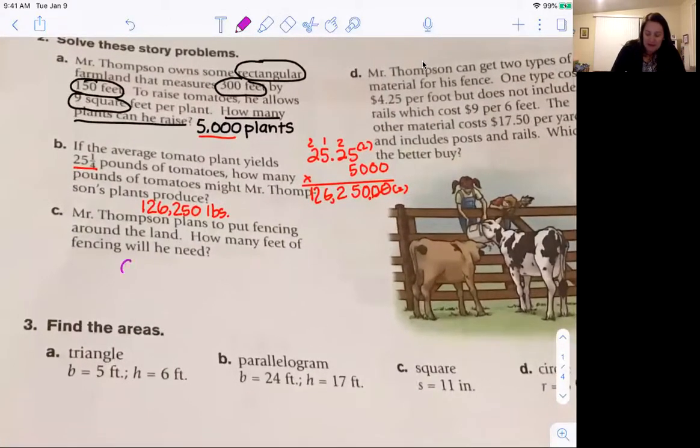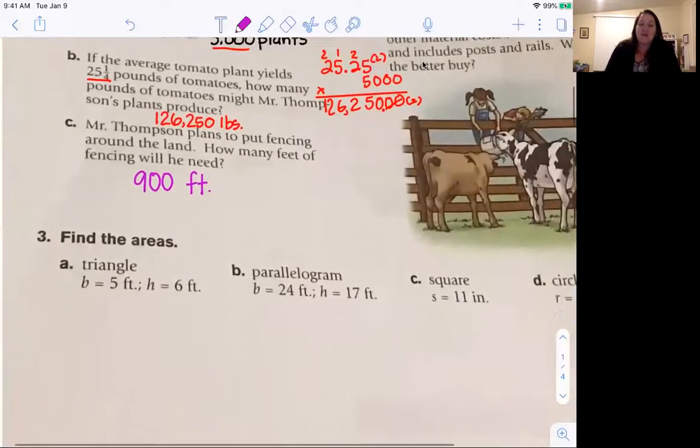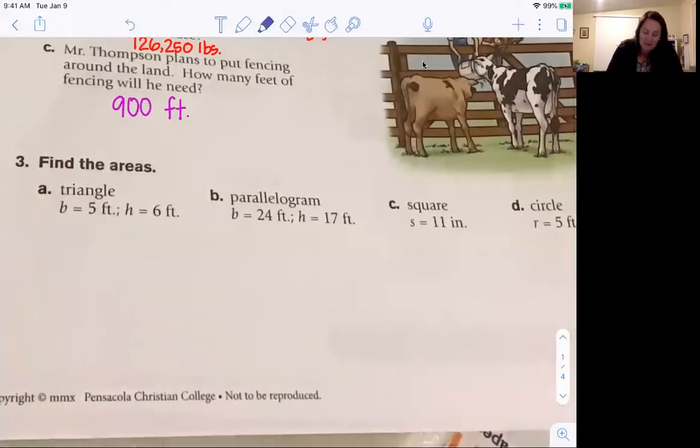Okay, he needs 900 feet of fencing. Now, we're going to go ahead and skip over D because I want to continue on with the paper. If you want to challenge yourself, do D, and when I talk to you later on this week, then we'll check your answers and see how you did. Number 3, find the areas. Okay, areas. We know we're doing area. So our answers need to be in what? Square units. Good.